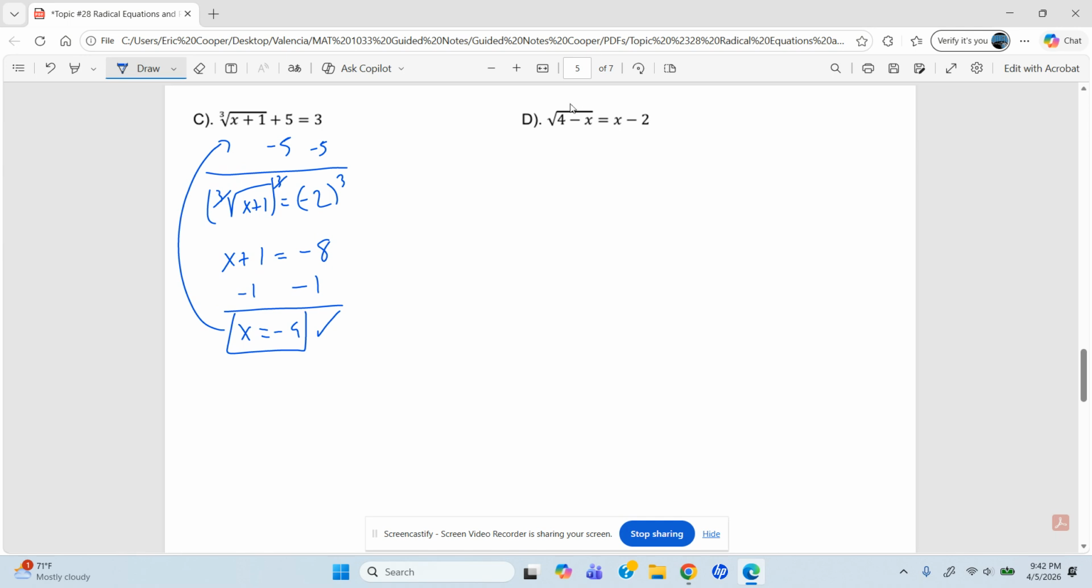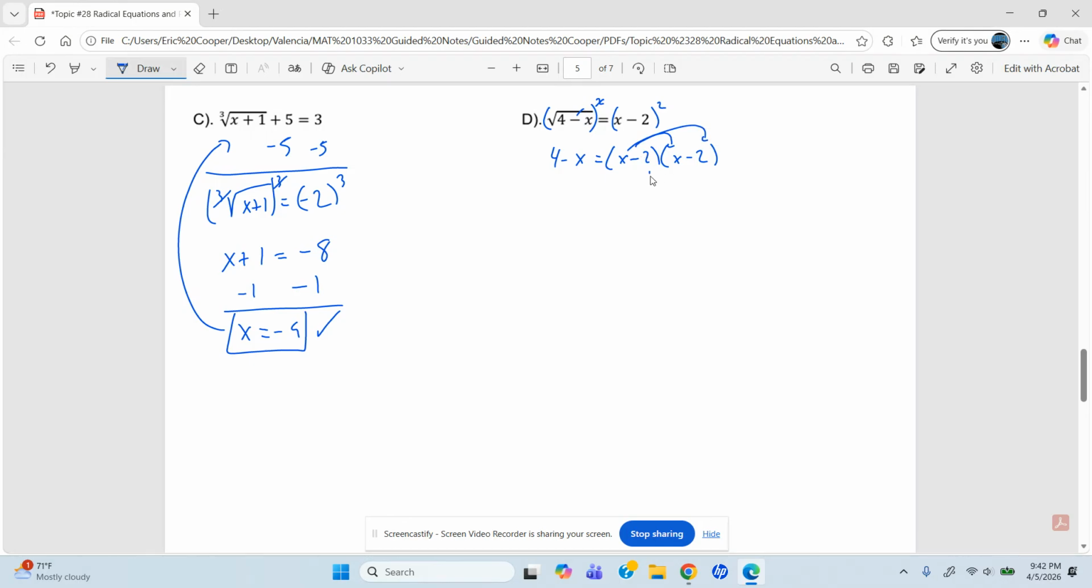Now in this problem, again, the radical is already by itself, so we're going to square this side, but we're also going to square this side as a whole term. Now on the left side, the square root just goes away when I square it. It leaves me with 4 minus x. But this is x minus 2 squared, which is the same as x minus 2 times x minus 2. When you square something, you multiply it by itself.